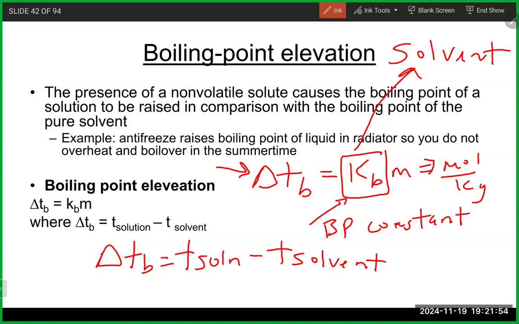Boiling point elevation, freezing point depression. That, for example, is what antifreeze does in your car. It does both. It lowers the freezing point, so if you live in a really cold environment, the water in your car doesn't freeze. And it also will raise the boiling point, so if you live in Arizona, a really hot environment, it will not overboil and overheat your car. And that's basically what antifreeze does for your car.